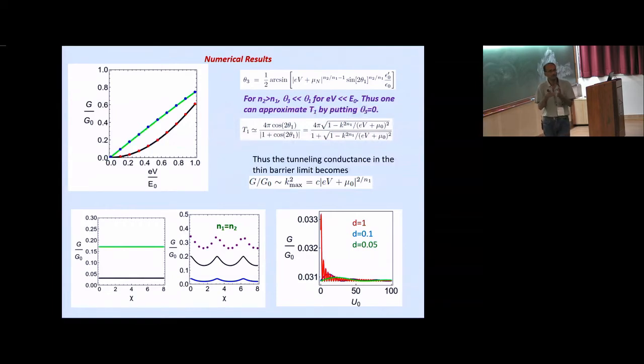So in realistic junctions, provided you can make one of these, it should be robust against having slightly thick barriers.